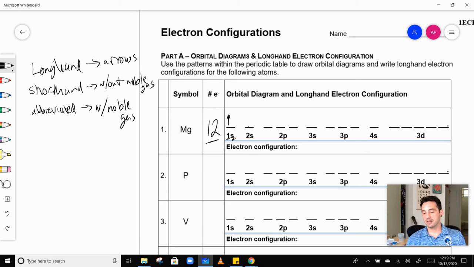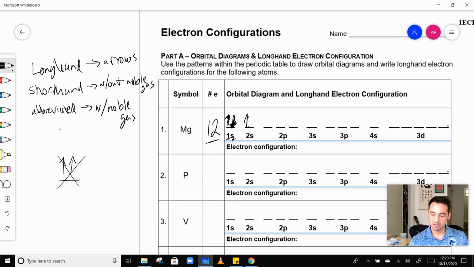The next thing is Pauli exclusion. If we're going to fill the same suborbital, they have to have opposite spins. So we're going to put it like this. That's Pauli exclusion. We have to put them with opposite spins. Do not put them in the same direction like this. That is incorrect, that would be violating the Pauli exclusion principle. Next, Aufbau again: fill the lowest energy level. Pauli: opposite. So we have four electrons so far.